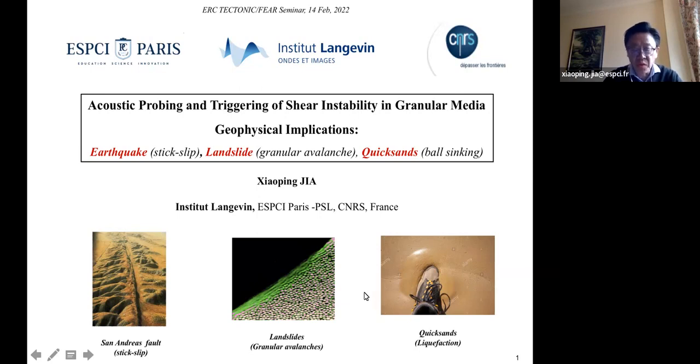Here we will utilize acoustic waves, not only as a probe to monitor the materials, but also as a pump to fluidize this granular medium and trigger possible instability. We believe that these lab experiments could help to better understand, for example, earthquakes, landslides, as well as quicksands triggered by seismicity.